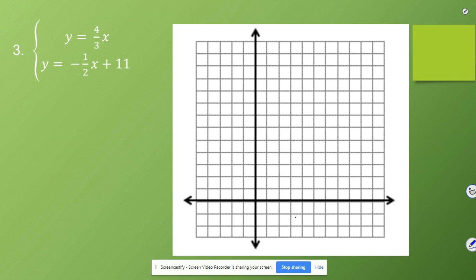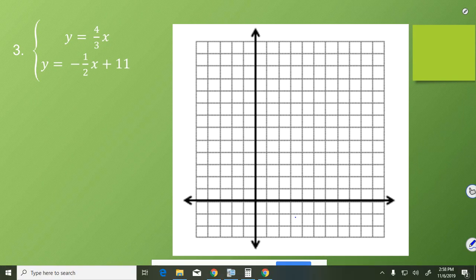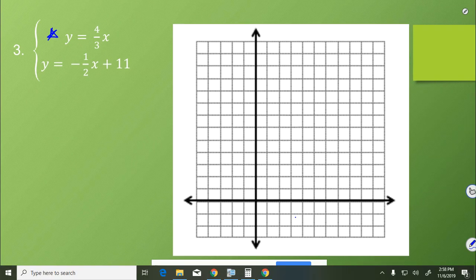Number 3. Again, we start by graphing the first equation, y equals 4/3 x. So we start at 0, and we go up 4, right 3, up 4, right 3, up 4, right 3, or down 4 and left 3, which isn't going to fit. So I'm going to take my straight edge and neatly draw my line through those points. Arrow on the end, label with the equation.